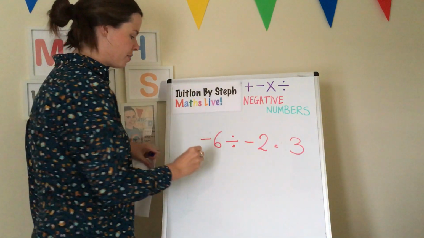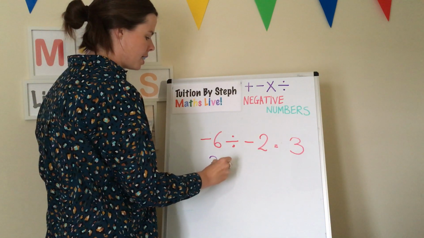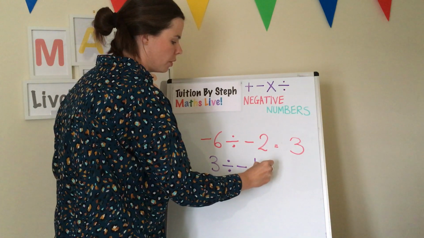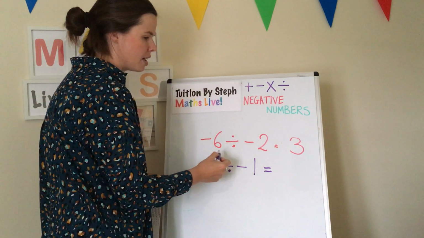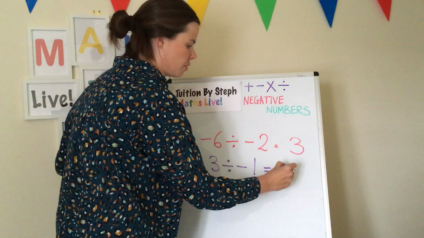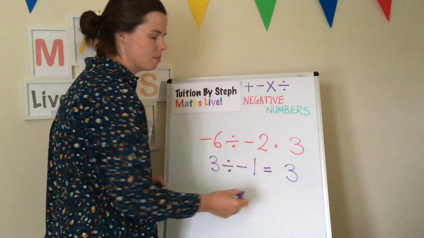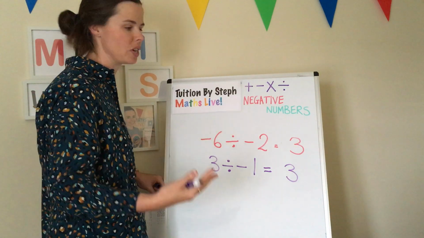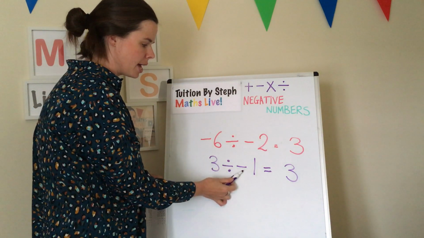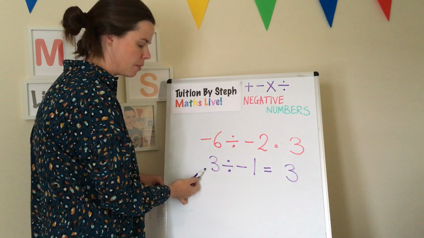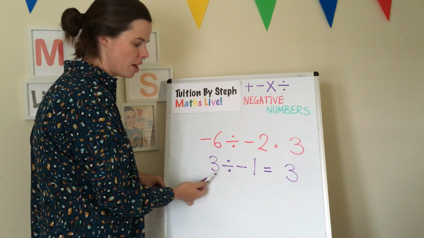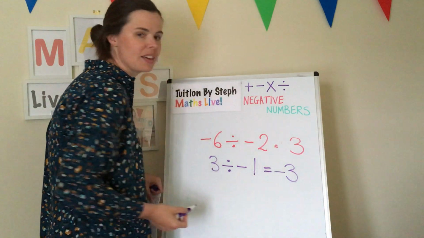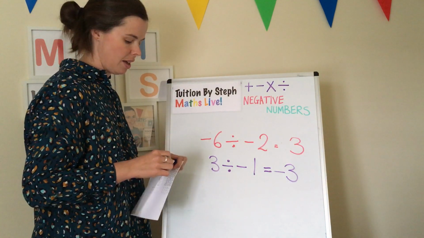But what if it is 3 divided by negative 1? So 3 divided by 1 is 3, because you're only sharing 3 cookies with one person, which means the person gets all 3 cookies. But 1 is negative and 3 is positive. They don't match, so it must be negative 3. Okay?